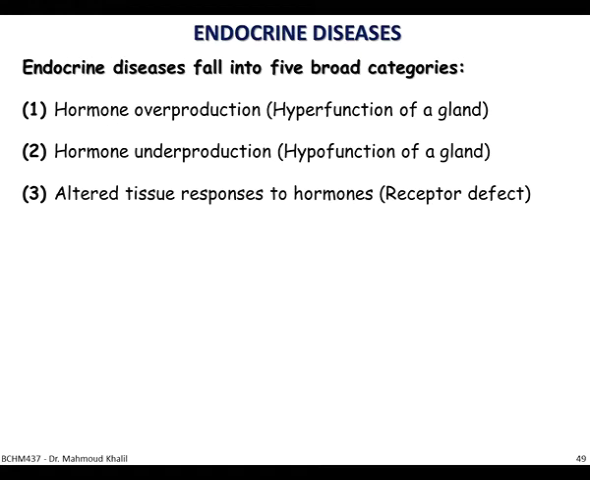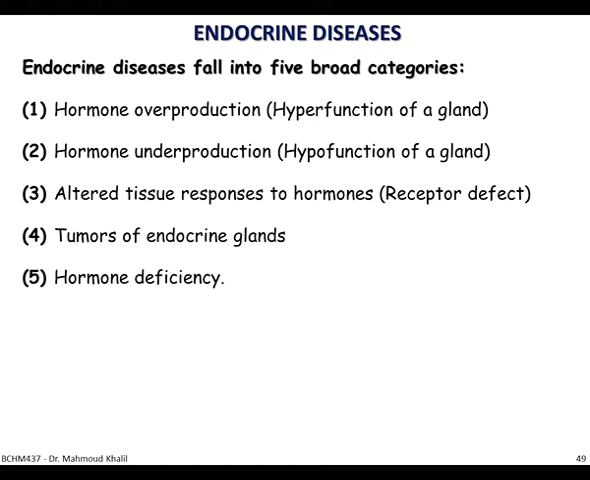If there is an altered tissue response to the hormone, that means sometimes the receptor is defective, it will not sense the hormone, and this will lead to a disease as well. If there is a tumor in the endocrine gland, this will lead to a disease because it will secrete a lot of hormones. And as well, if the problem is in the hormone itself and there is hormone deficiency, this will lead to a disease.